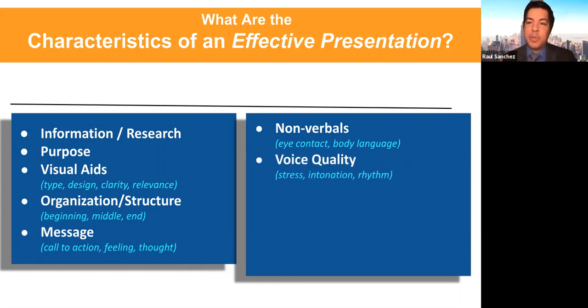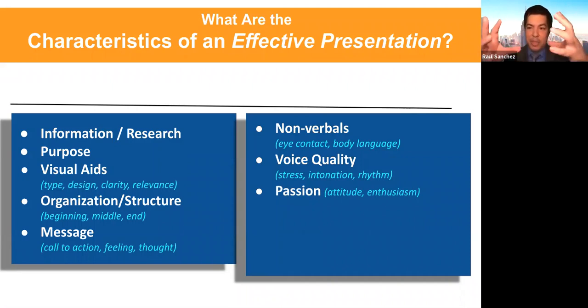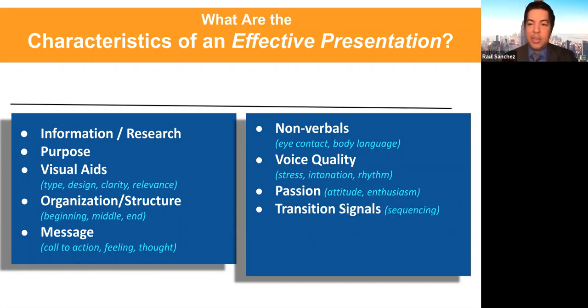Voice quality, very important. Stress, which is volume, intonation is going up and down in rhythm. Very important in the communicative aspect. Passion, of course, you mentioned, a lot of you mentioned engagement. I know Tom mentioned that as well. When you're passionate about a topic, you tend to bring that audience along in the journey. Transition signals, again, marking sections in the presentation so the audience members can easily follow.